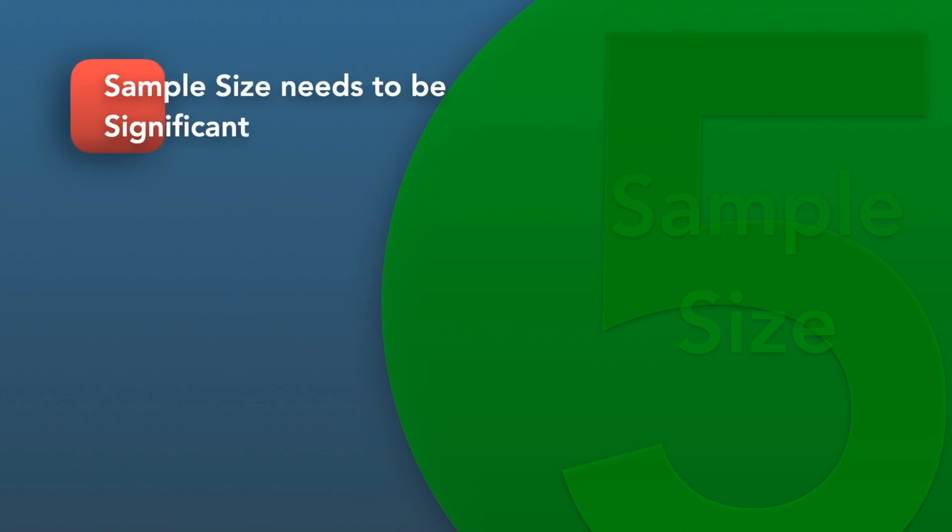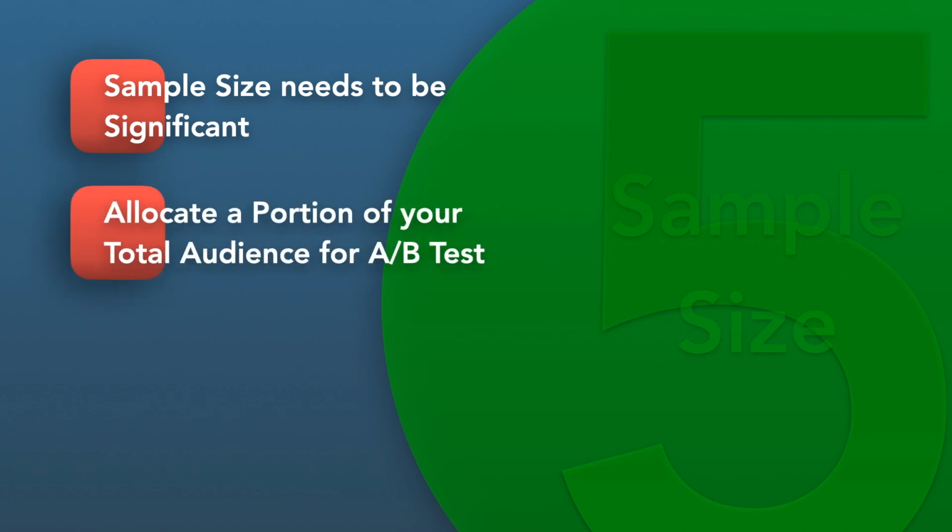Step number 5, determine your sample size. This might not be possible in all cases based on the size of your audience, since each sample has to achieve a certain size to be significant. But whenever possible, only allocate a portion of your total audience for your A/B test and keep the rest to implement the improvement afterwards. For example, take only 30% of your audience for the test, 15% receiving the email A, 15% receiving email B.